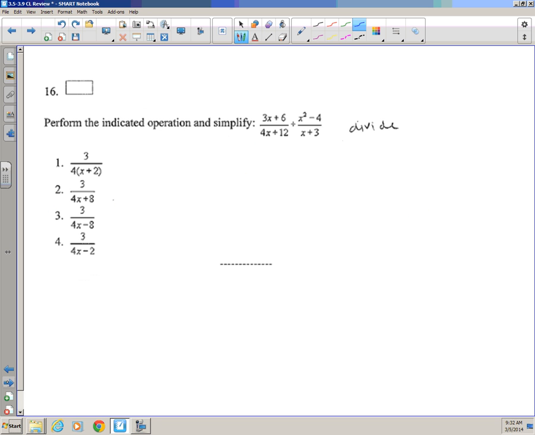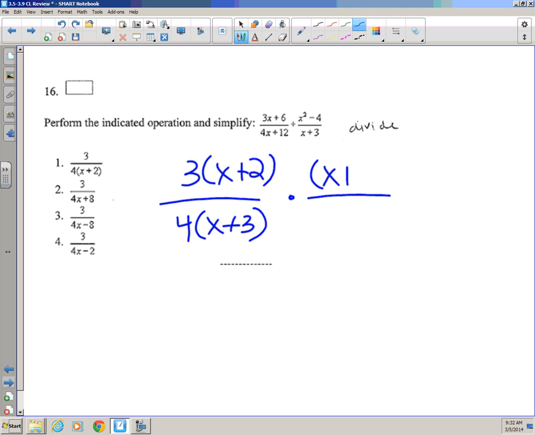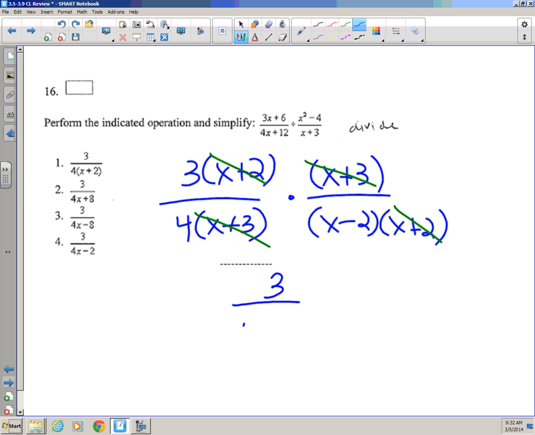Number 16, we're looking for division. So GCF, top, GCF, 4x plus 3, bottom. Up top, new numerator, x plus 3. On the bottom, dots. What can we get rid of? We can get rid of x plus 2, x plus 2, x plus 3, x plus 3. The final answer becomes 3 over 4, x minus 2. Don't see that answer anywhere.